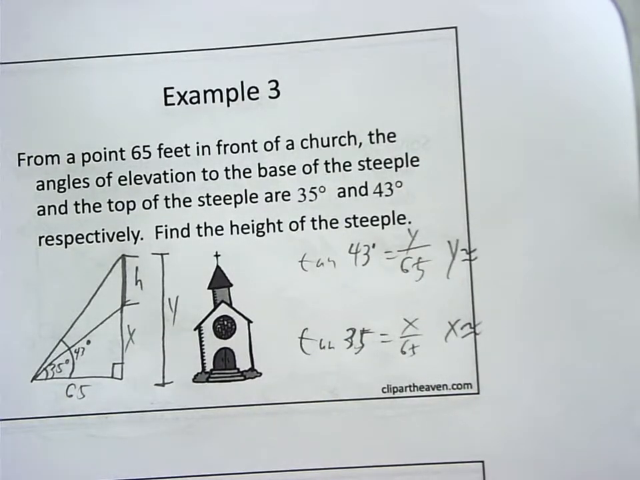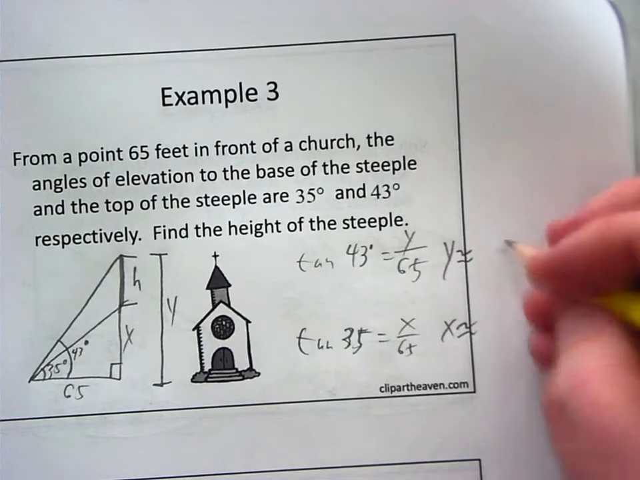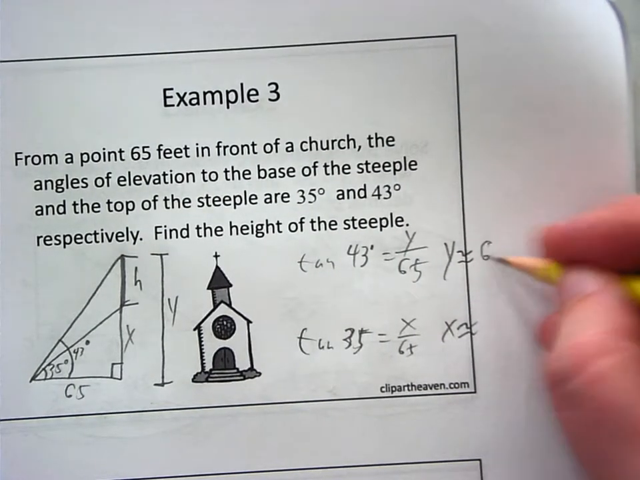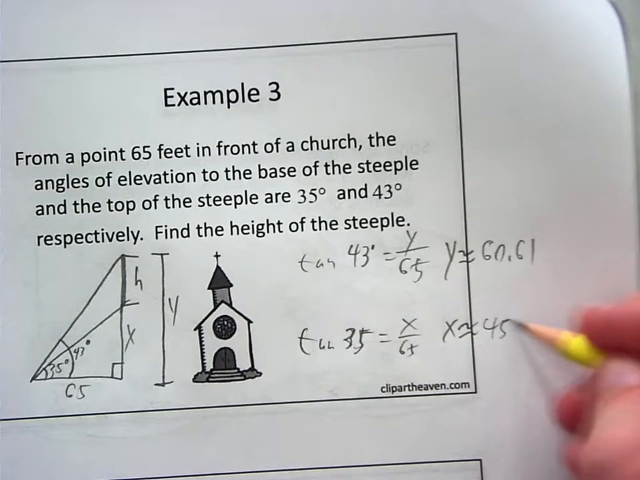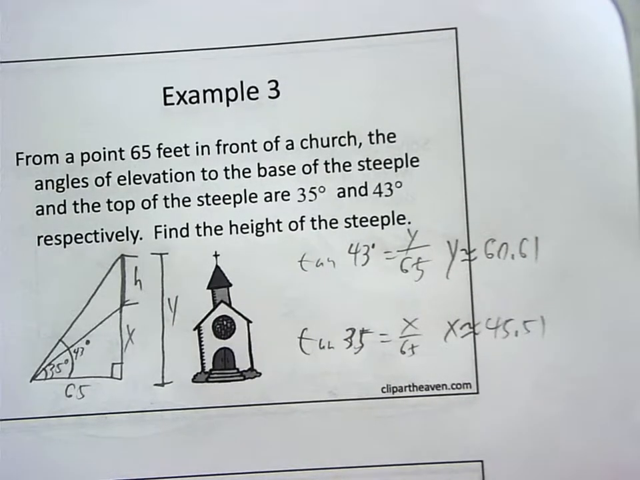Y is tangent 43 times 65. So what is it? 60.61. What about for x? 45.51. So then how high is the steeple?